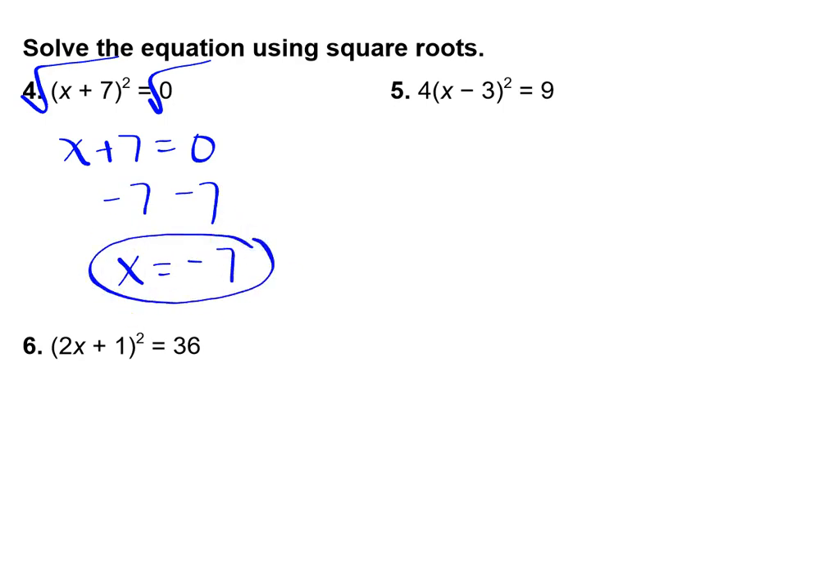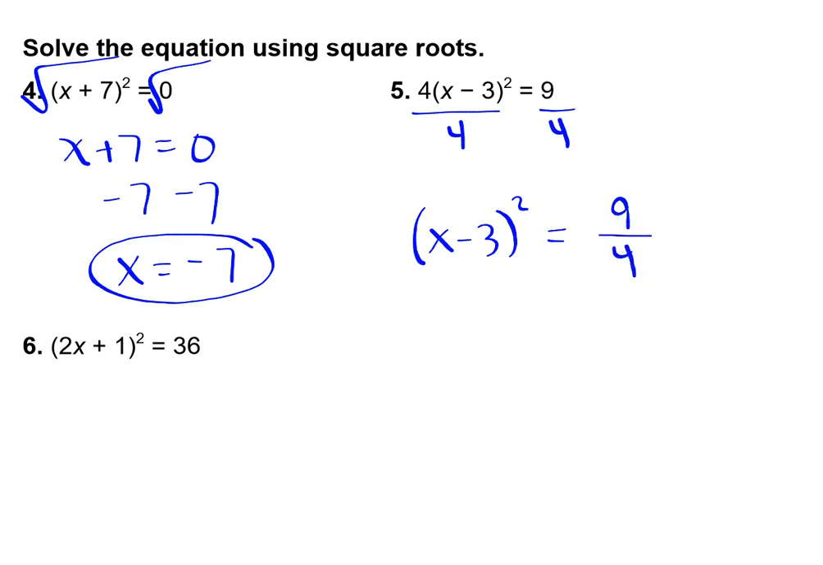On 5, you'll notice that there's that 4 out in front, and it might be tempting to distribute the 4, but because we have a squared sign on the outside of the parentheses, we cannot distribute the 4. The only thing we can do to get rid of the 4 is divide both sides by 4. You may want to make it a decimal, but for many of these problems, it's going to be easier to leave it as a fraction.